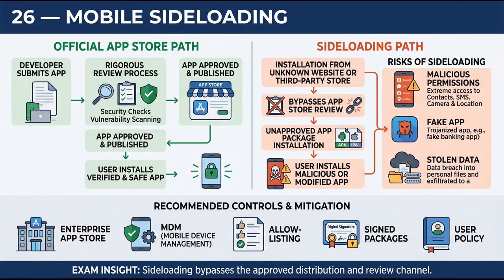Controls include mobile device management, application allow listing, enterprise app stores, signed packages, device compliance rules, and policies that block installation from unknown sources. Verify developer identity and package signatures. Keep applications and the mobile operating system updated.